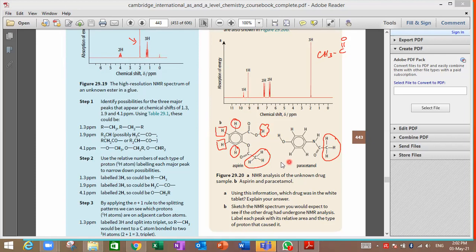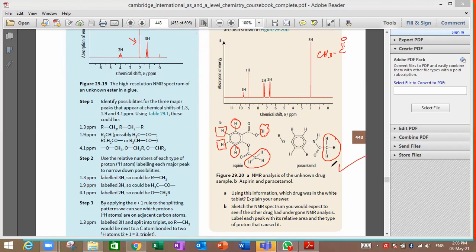But if we look here, NH has only 1 proton, and OH has another proton. These 2 protons are similar, so they appear together. These 2 protons are similar, so they appear together. And every proton is a doublet because its neighbor contains only 1 hydrogen, so it will affect it by splitting it into a doublet. Okay, so I think that this is the structure, paracetamol, is the right one.